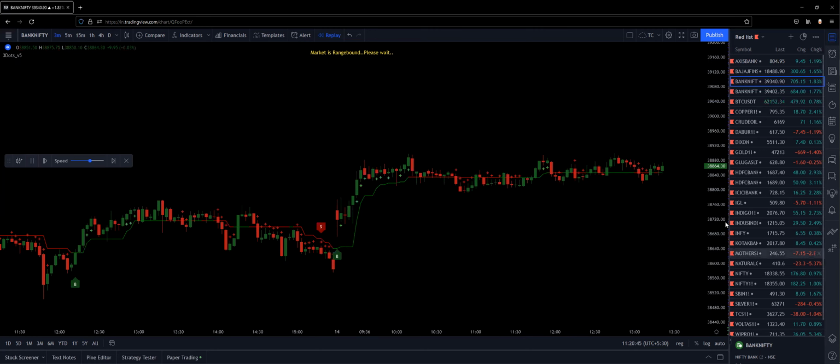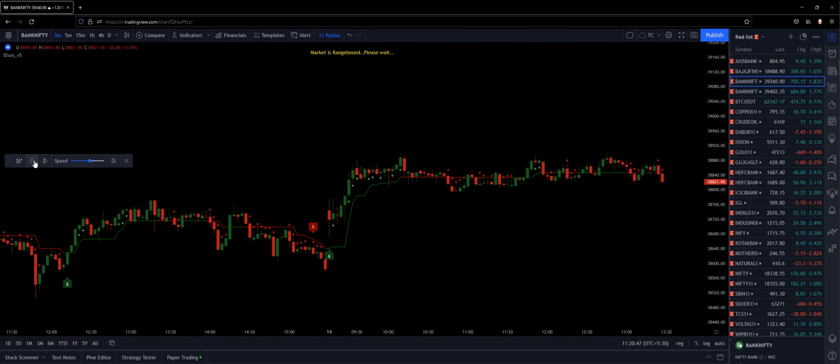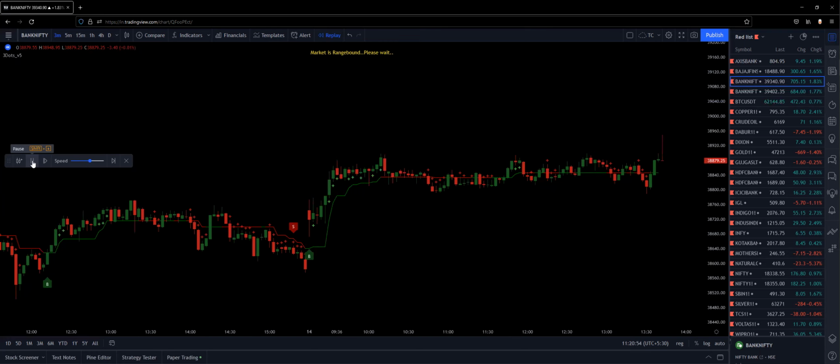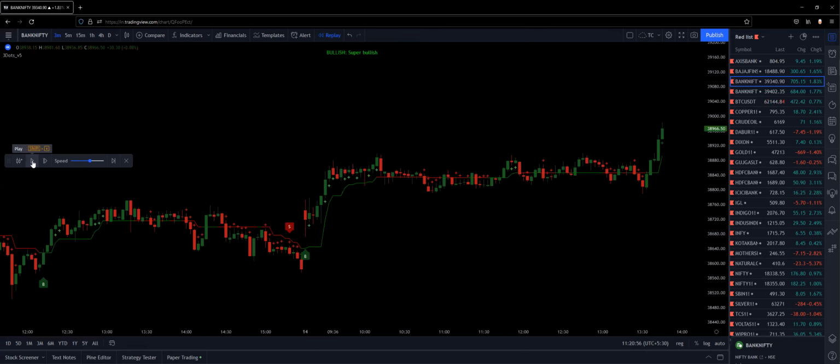So let's play from here, right? It is still market is range bound, right? Okay, so what has happened here? The trend strength has been very flat from the morning. Here there was one bullish signal. I think it had shown bullish as well, and it had given a profit trade as well, right? From here again, it showed complete range bound.